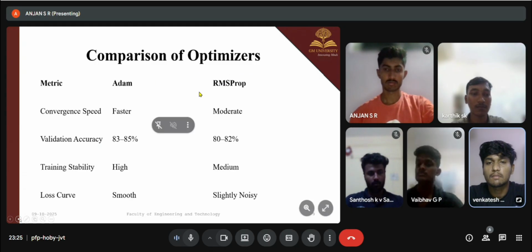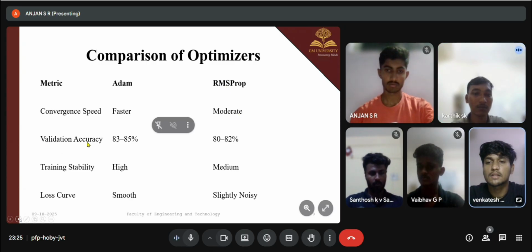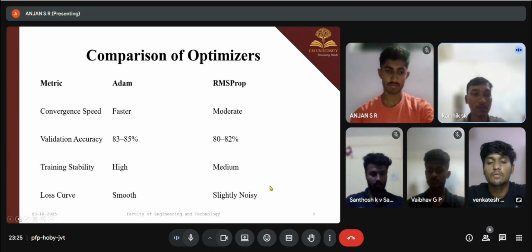Here is a matrix of Adam and RMSprop. Average speed is faster for Adam and moderate for RMSprop, and validation accuracy is 83% to 85% for Adam, while the opposite is 80% to 82%. Training stability is high and medium, and the loss curve is smooth and slightly noisy. Root mean square is the measure of the average magnitude of a single value or a set of values. Next slide.